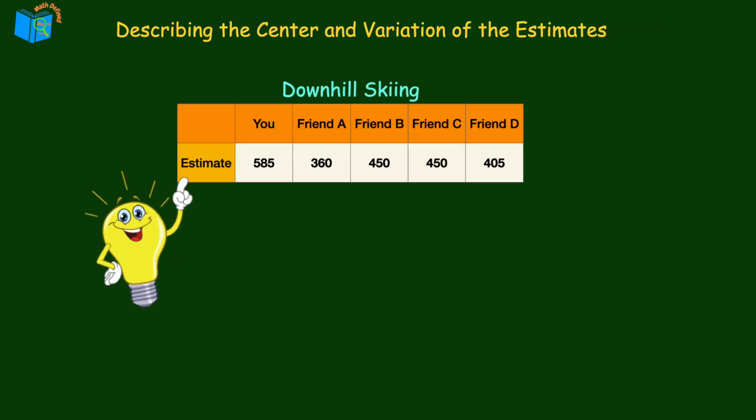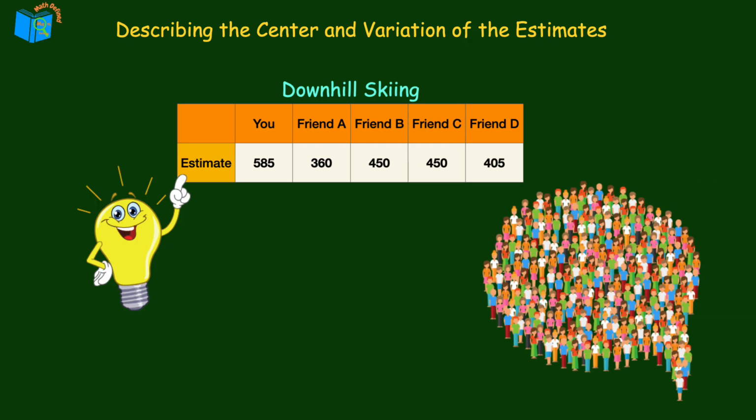Finding estimates is only the first step in understanding your student population who chose downhill skiing. We need to find the center and the variation of these estimates to get a better picture of the student population as a whole. First, we'll find the center, which is the median, or the middle value of the estimates. We'll need to list them in order from least to greatest: 360, 405, 450, 450, and 585. Now, the easiest way to do this is to cross out a low value and then a high value until we find the middle estimate.